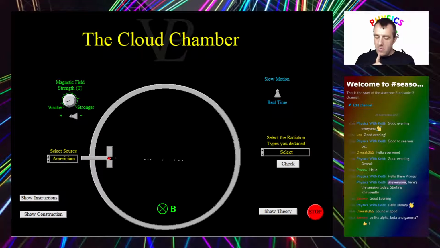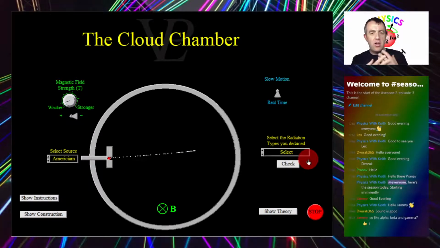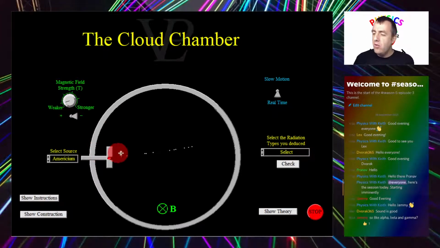So what I want you to do is have a look at the trace, that's what we would call it, this path where the radioactive particle has gone, or I should say the particle of ionizing radiation, the alpha particle has gone. Well, how do we know it's an alpha particle? Just by having a look at the trace.